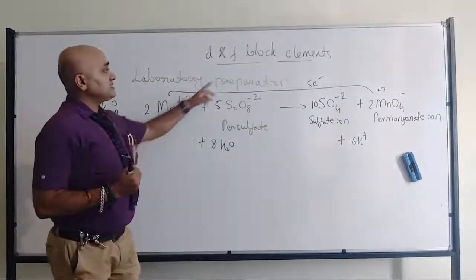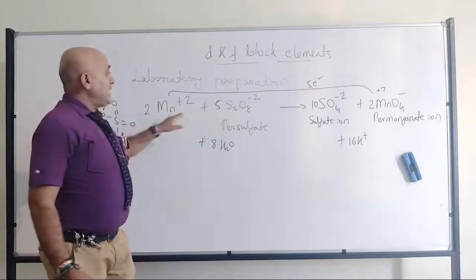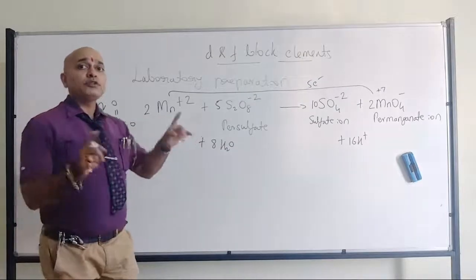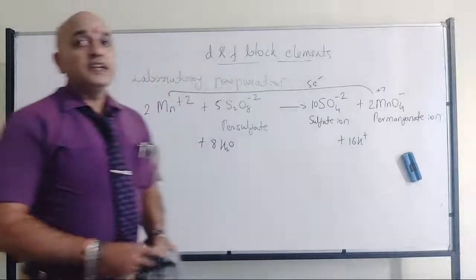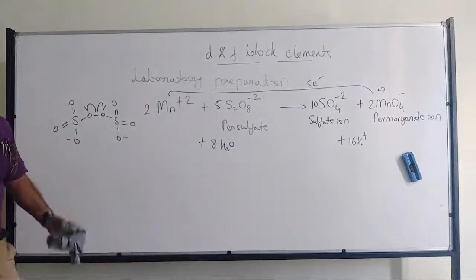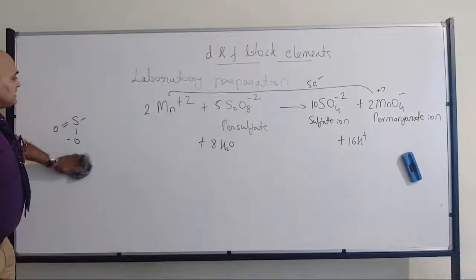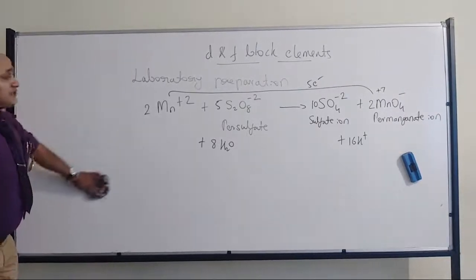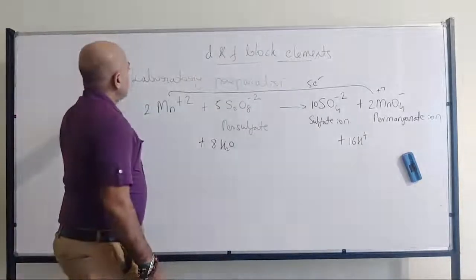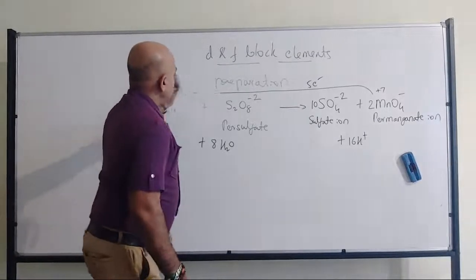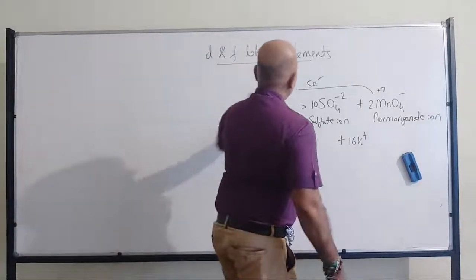Since manganese ion is donating 5 electrons, naturally it should be multiplied by 5, and this should be multiplied by 2, cross multiplication, to balance the number of electrons, which you have studied in your redox reaction topic. In the redox reaction topic, you practiced balancing the redox equation. That's why it's going to help you now. Fine? So that's where we have the laboratory preparation of potassium permanganate.